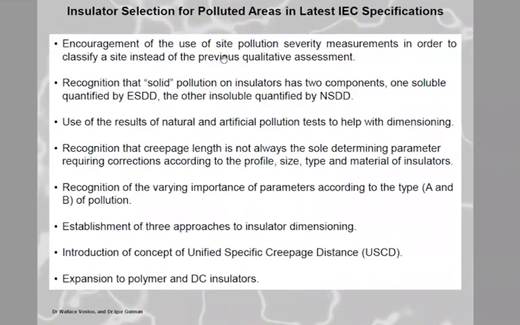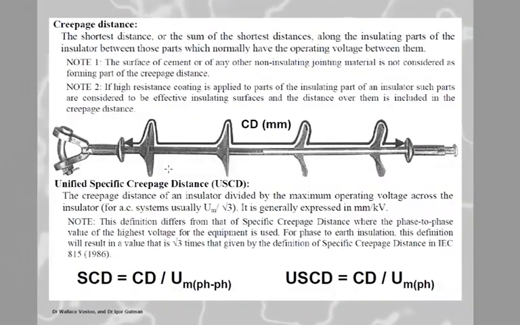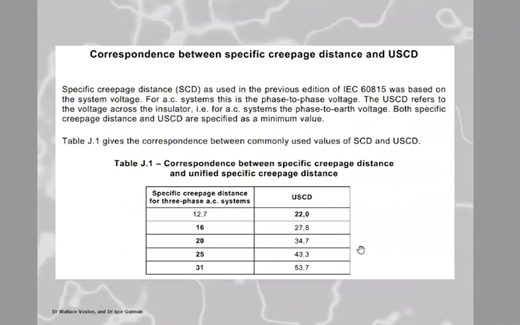And you can see here, it's basically encouraging you to measure. Once you understand your climate and your environment, and you've measured it, and you do your selection, and your referencing, and so on, you're going to basically have to get used to the story of specific creepage distance and unified specific creepage distance, which is now UMAX phase. Okay, we've got that. And you can see now, we were used to 16, 20, 25, 31, and now you're going to be specifying 27.8 or maybe 28.